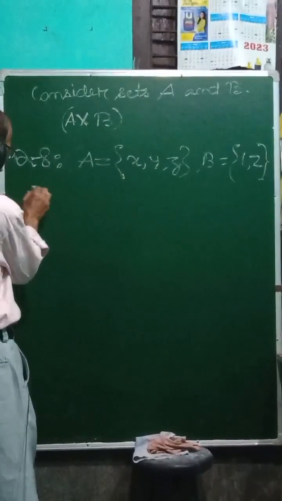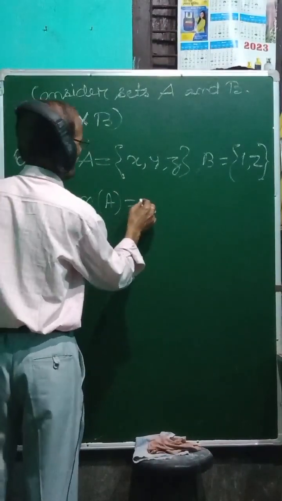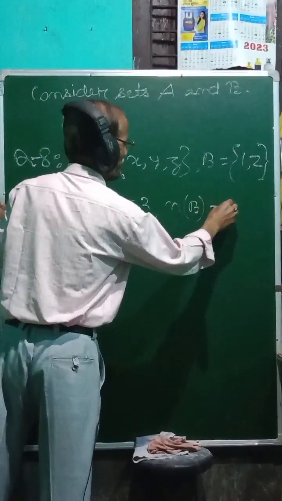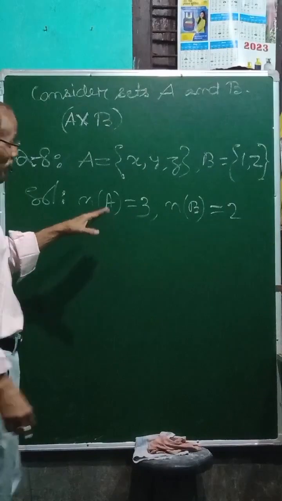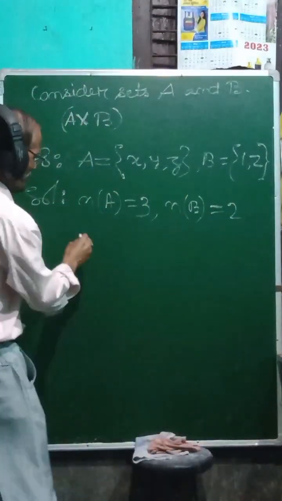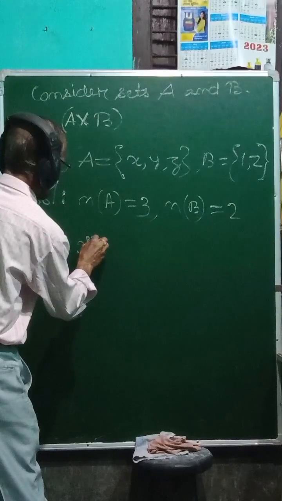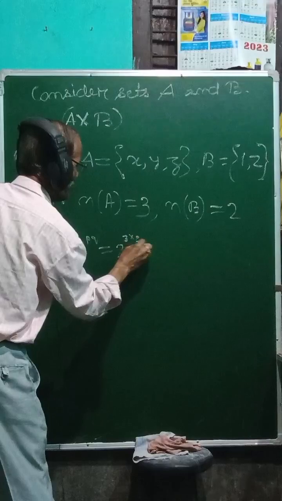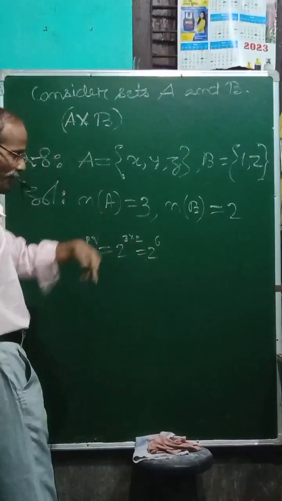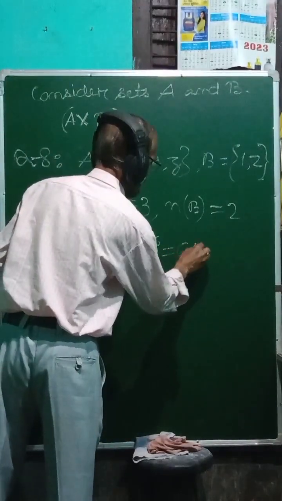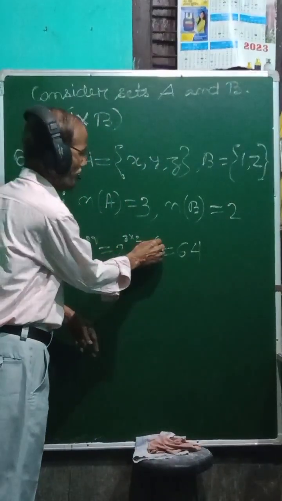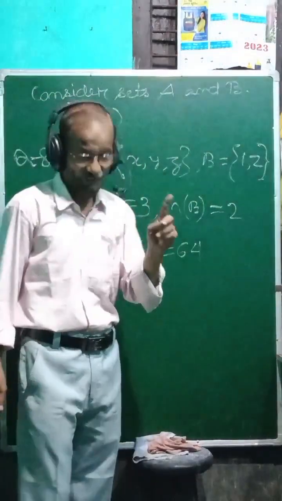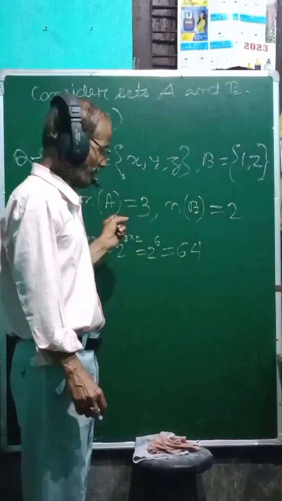So you see the solution: number of elements in A is equal to 3 and number of elements in B is equal to 2. So what is the possible number of relations? It will be given by 2 to the power pq, which is equal to 2 to the power 3 into 2, which is equal to 2 to the power 6. You can stop here, but I am showing you that, see, from these few elements, 64 such relations are possible. So this is the answer.